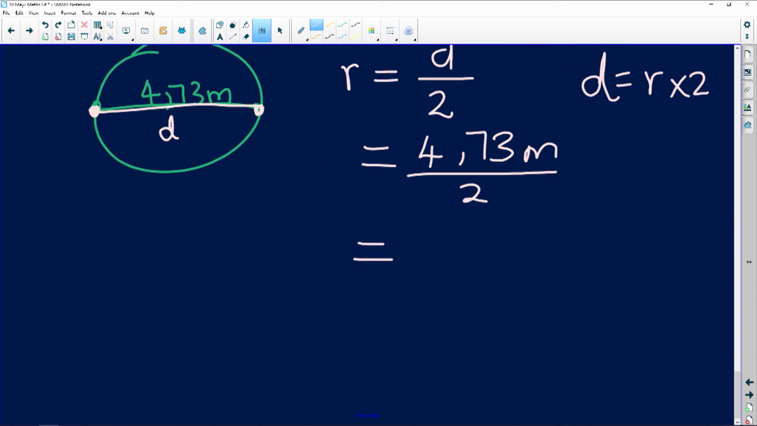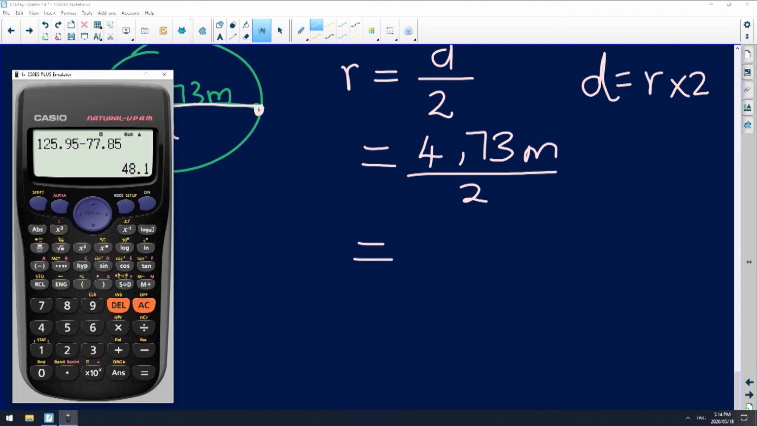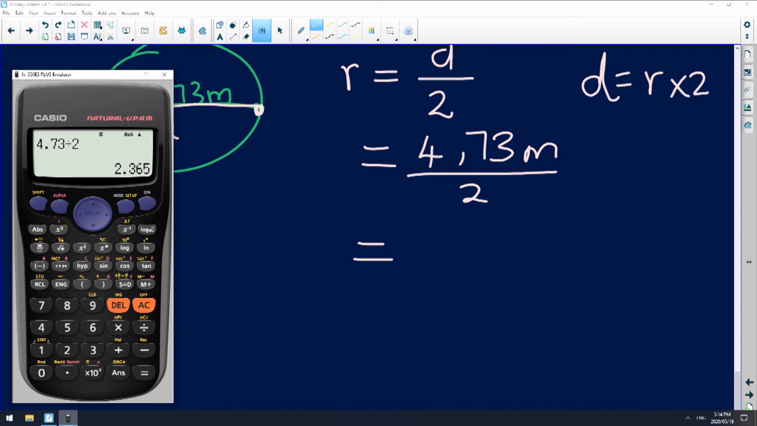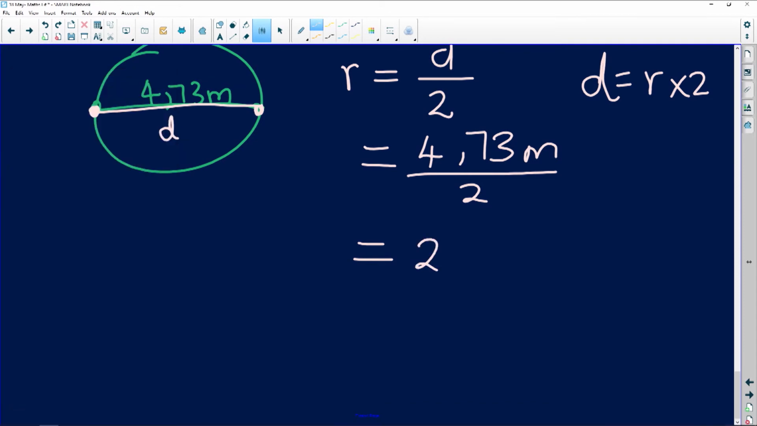So 4.73, let's go look into that. Our very important device, 4.73 divided by 2, gives us 2.365. Let's just go back and see that number: 2.365 meters. Remember our rounding off. In this particular case, I am going to be rounding it off to 2 decimal places.